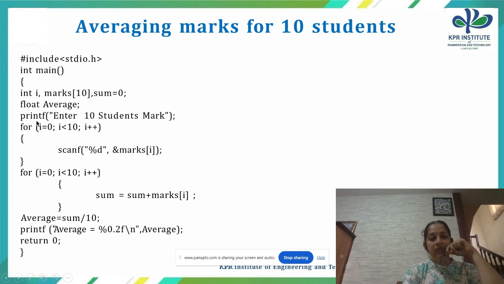This is an example where we get the average for 10 students. In this we declare the integer variable i, and marks of 10 as an array, sum as an integer variable initialized to 0, and average as a float variable. Now we enter the marks for 10 students, and you get the marks as array elements marks of 0, 1, 2 up to 9. That's why the loop condition is i less than 10. Average is sum by 10. Print average, where it is the total sum divided by the total number.